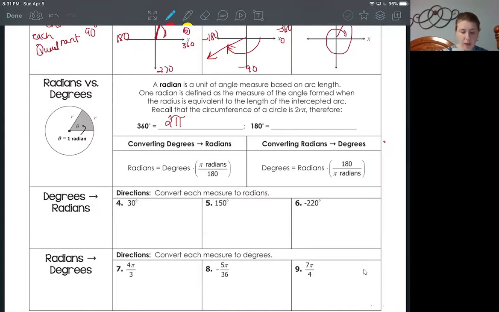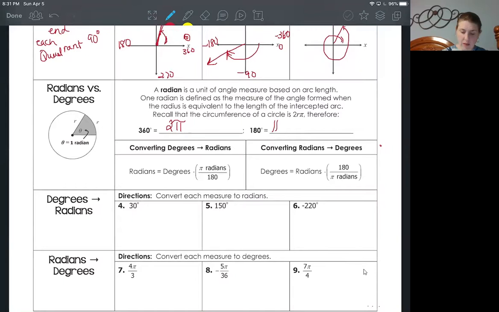So if 2 pi is a full circle, then only going halfway across to 180 degrees is half of that, so that's going to be pi. And I'm going to give you one more here. 90 degrees is going to equal 1/4 of that. So that's going to be just taking the 180 and dividing that by 2 again.